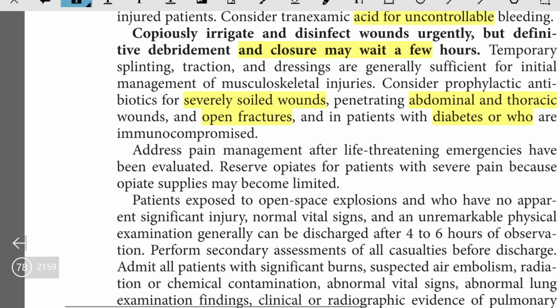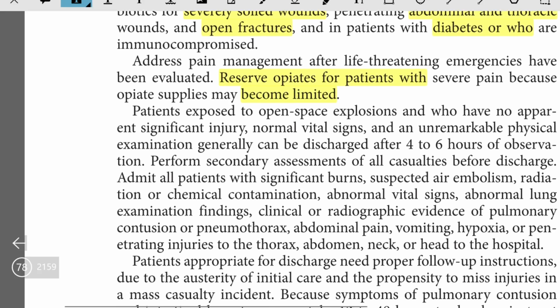We need to address pain management after life-threatening emergencies have been evaluated. Reserve opiates for patients with severe pain because opiate supplies may become limited. Patients exposed to an open space explosion who have no apparent significant injury, normal vital signs, and an unremarkable physical examination generally can be discharged after 4 to 6 hours of observation.